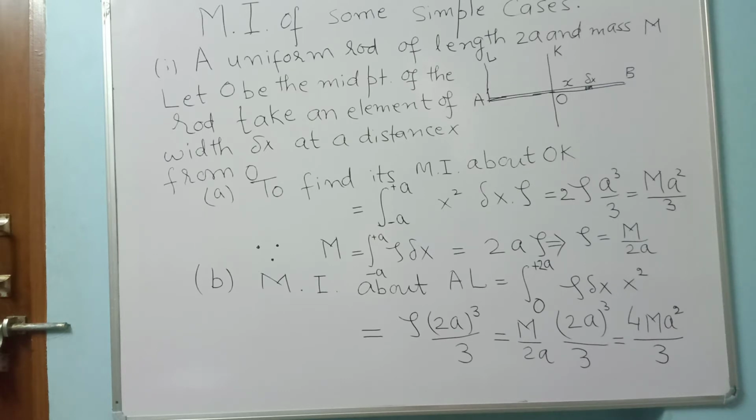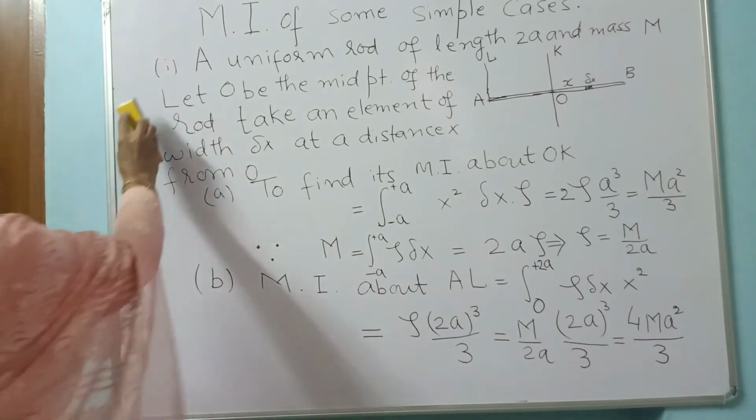Now again the integral is very simple. You will be getting x cube by 3 and x is nothing but 2a whole cube. So you will get the result 4 by 3 M a square. So you can see the difference. Body is same, mass is same, length is same, but if the axis is different, moment of inertia is also different.